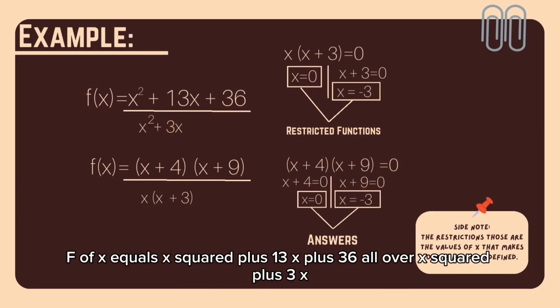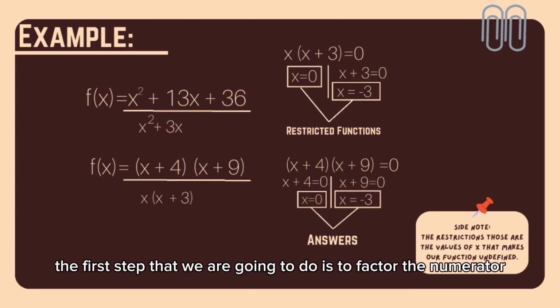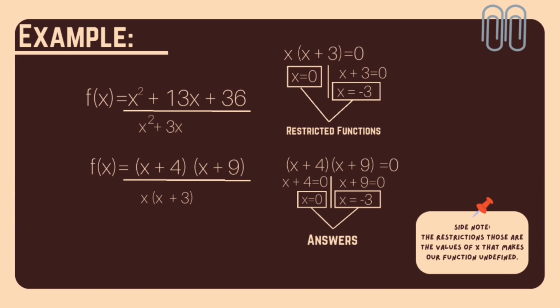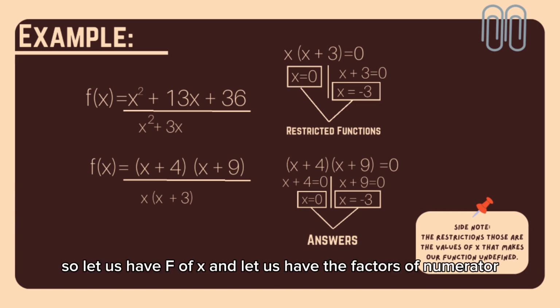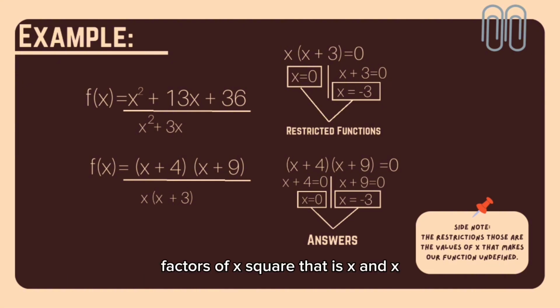f of x equals (x squared plus 13x plus 36) all over (x squared plus 3x). The first step that we are going to do is to factor the numerator and denominator. So let us have f of x and the factors of the numerator. Factors of x squared, that is x and x. And what are the two numbers that, if we multiply, give positive 36, and if we add, give positive 13? That is positive 4 and positive 9.